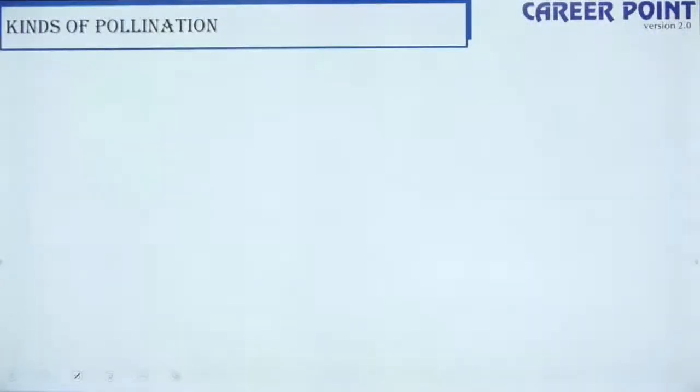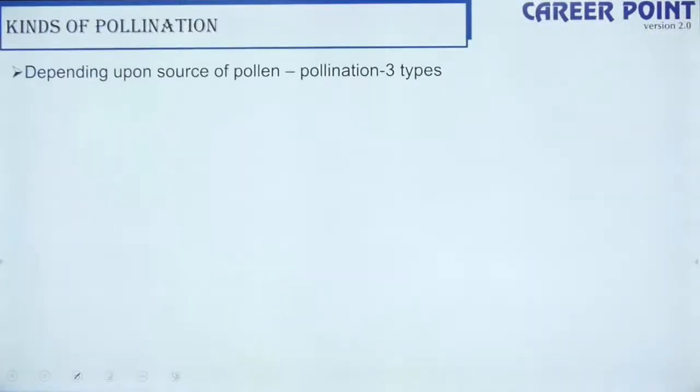Okay. So what are the different types of pollination? Depending upon the source of pollen, pollination can be of 3 types. The first type of pollination is autogamy, the second type is geitonogamy, and the third type is xenogamy. Alright, so we will talk about each of them.